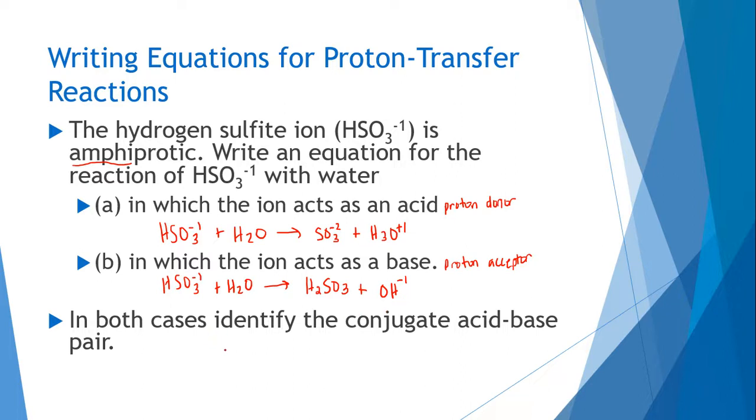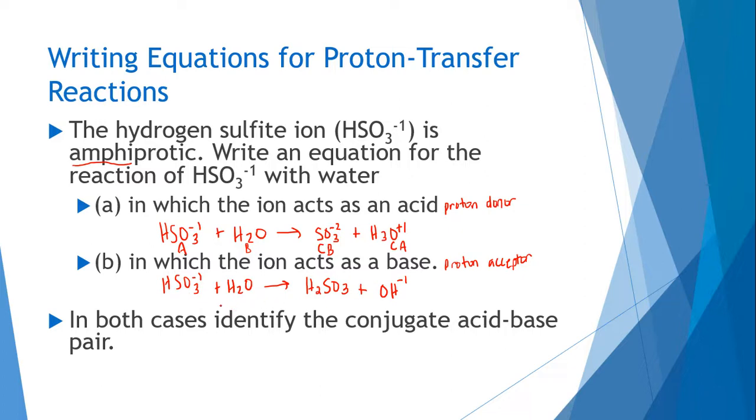Down below, it says in both cases, identify the conjugate acid-base pair. So if I'm looking at this, in this case, I had an acid, which means my water acted as a base. My acid, whatever structure that is, it becomes SO3 -2. This must be my conjugate base. My water, which was originally a base, will become my conjugate acid.